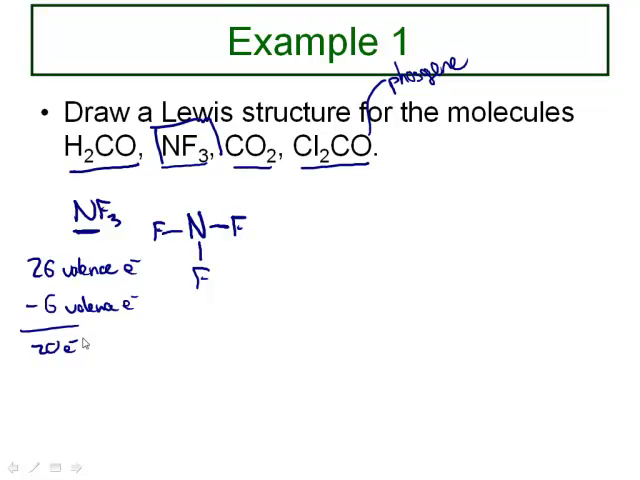Okay? So let's start doing that in order to fulfill everything's octet. Fluorine here, each one's already got 2 valence electrons. Each one needs 6 more to be happy. So I'm going to put 6 dots around each fluorine to represent valence electrons I'm placing.